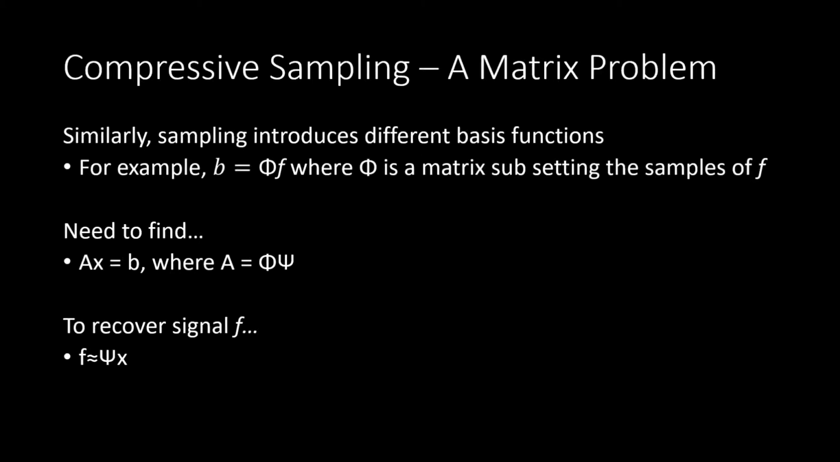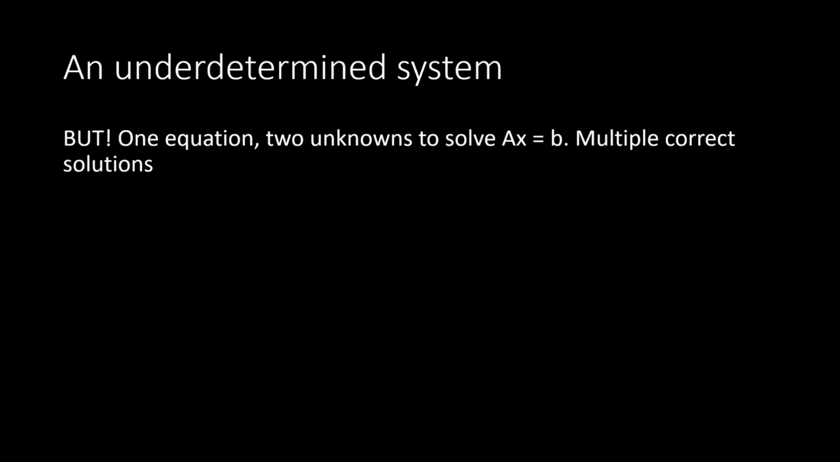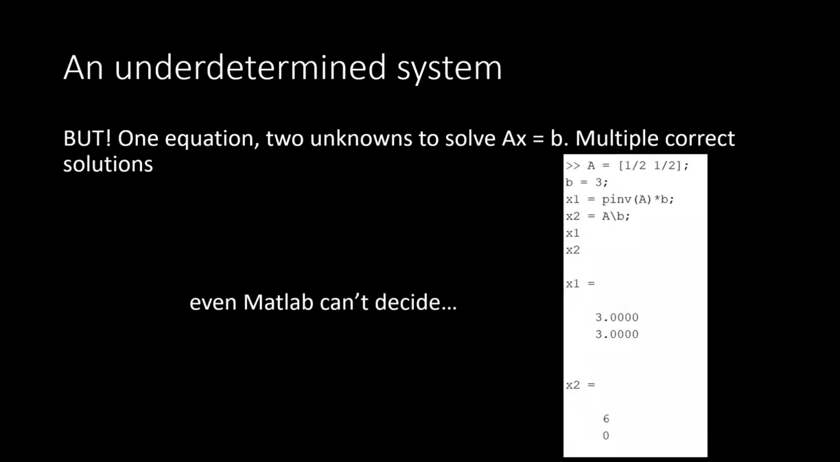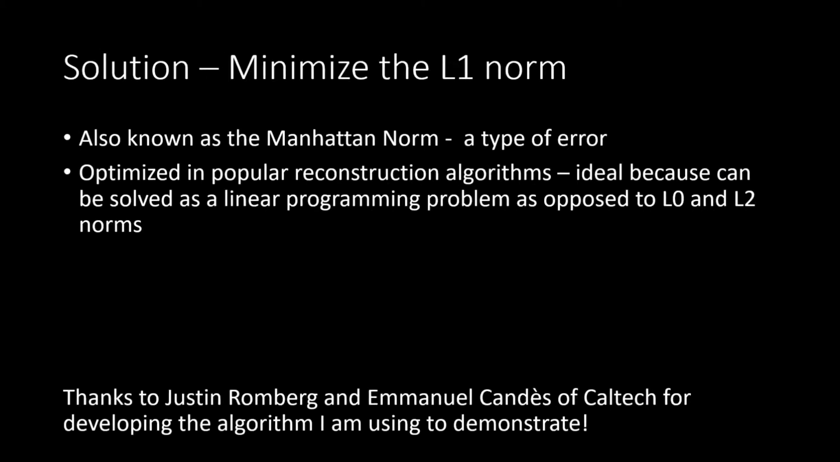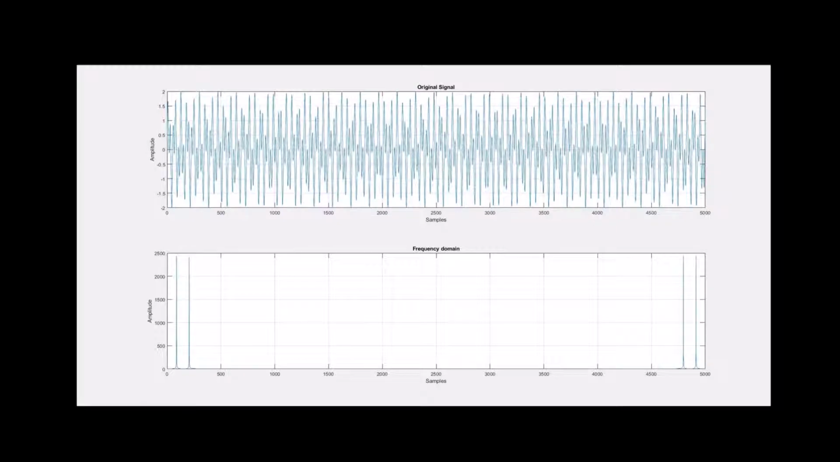So we need to solve this equation, Ax equals b, if we want to recover this original signal, as defined by these equations. However, the system is underdetermined. Even MATLAB can't decide how to solve Ax equals b, even using 2 equivalent ways to solve this equation. The solution, ultimately, is to minimize the L1 norm of the solution with respect to the original signal. Unfortunately, diving deep into the topic of L0, L1, and L2 norms is outside the scope of this video, but the advantage of L1 is that it's linearly computable.